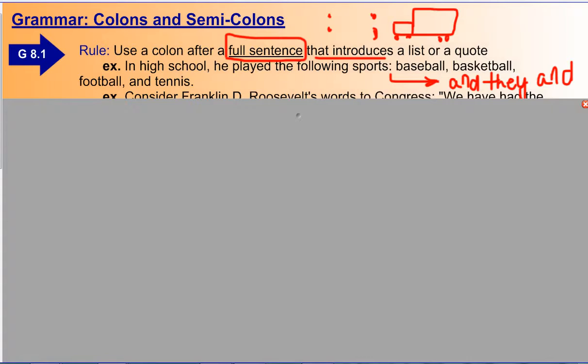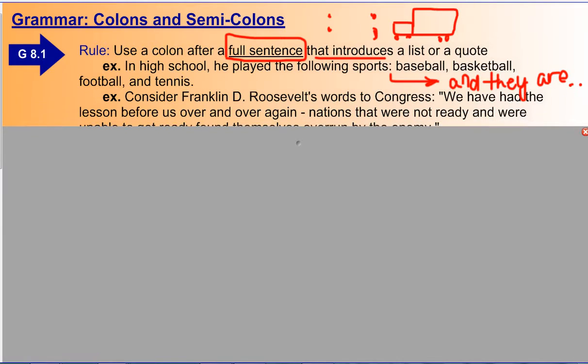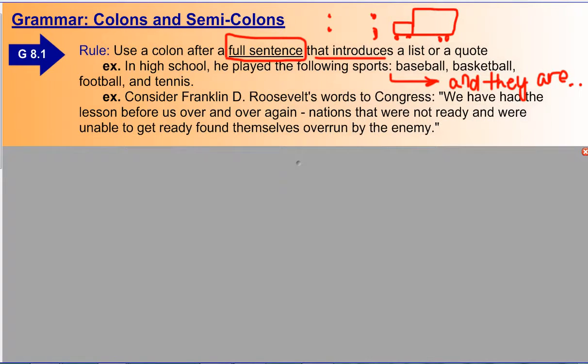I realized I just wrote the wrong two letters here because I'm trying to talk and write and do too much at once. And they are, and then it gives us the list. So consider Franklin D. Roosevelt's words to Congress, colon, and those words are, quote, "We have had the lesson before us over and over again. Nations that were not ready and were unable to get ready found themselves overrun by the enemy."